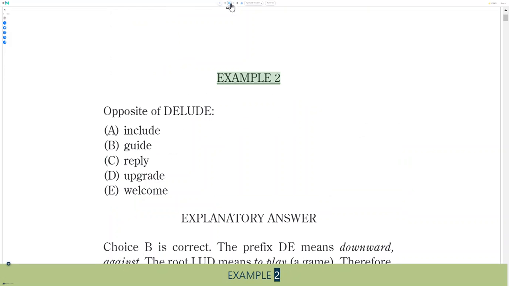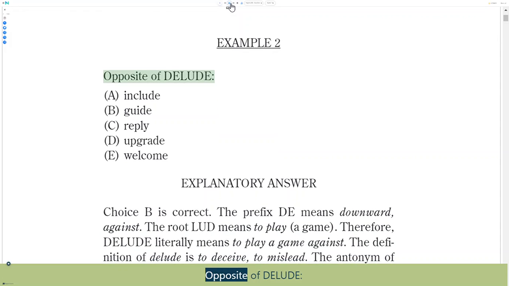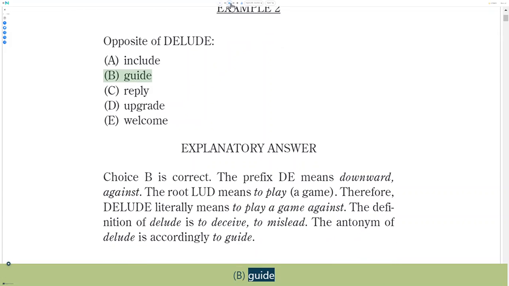Example 2. Opposite of delude. A. Include. B. Guide. C. Reply. D. Upgrade. E. Welcome.